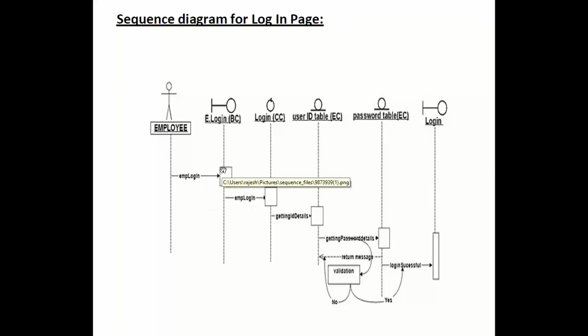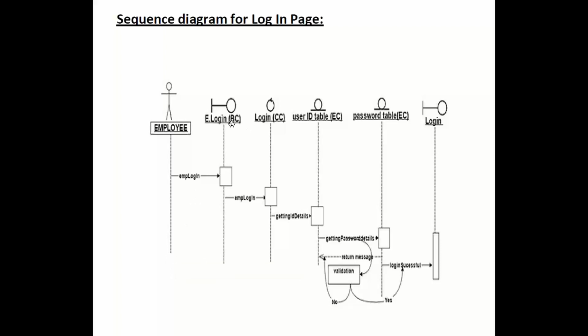And this rectangular shape is nothing but focus of control, and this is nothing but return messages. So this is how we are going to draw a sequence diagram for the login page. Here will be the employee, who is going to give user ID and password and click on the login button. That is nothing but the lifeline. These dotted lines will end when the method ends.